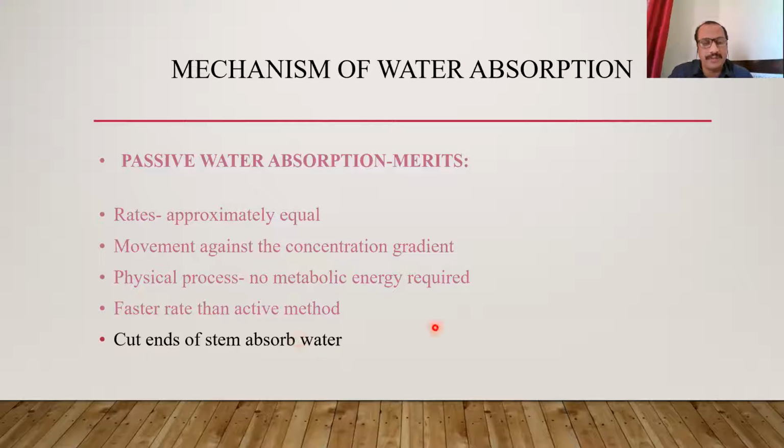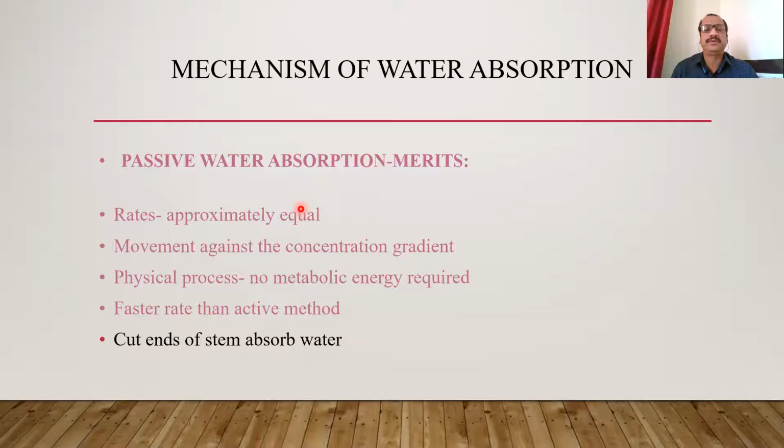And it is also observed that when the cut ends of the stem are dipped in a beaker containing water, it starts absorbing water, and the process continues for some time. So here you can easily see that despite the absence of roots, there is movement of water in an upward direction. The stem can absorb water. So this suggests that there is no need of roots for water absorption, and it is simply because of transpiration occurring at the aerial surface that water is absorbed. So this also suggests that this is the passive method of water absorption, which simply takes place due to transpiration.